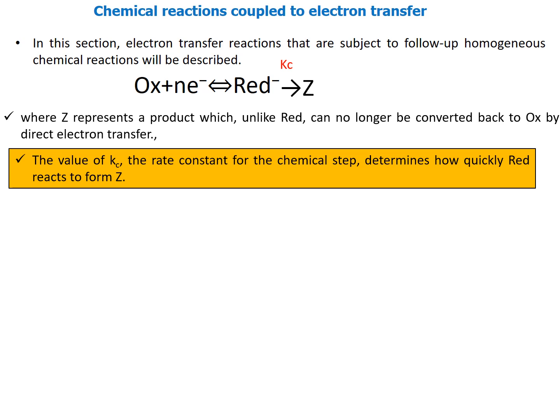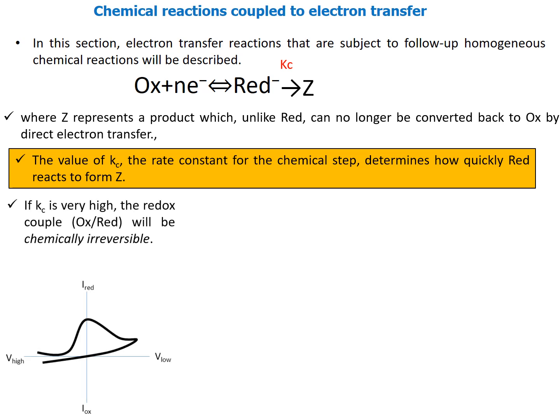Now, since there is this chemical reaction from RED to Z, there must be some rate constant. For any chemical reaction, there will be a rate constant. Say Kc is the rate constant, and the value of Kc will determine how fast the RED reacts to form Z. If Kc is very high, then the RED species will immediately convert to Z. Thus, there will be no RED species left to produce OX by reverse electron transfer process, and the overall process will be an irreversible one.